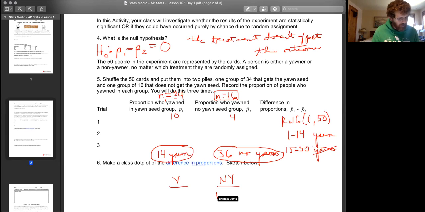So 23 is the first number. That means it's no yawn. Then it's 45. Then it's 19. Then it's 27. Then it's 32. If I say a repeat, hopefully I can catch it. 31 is a new one. 3, okay, there's a yawn. 3 again. 12.